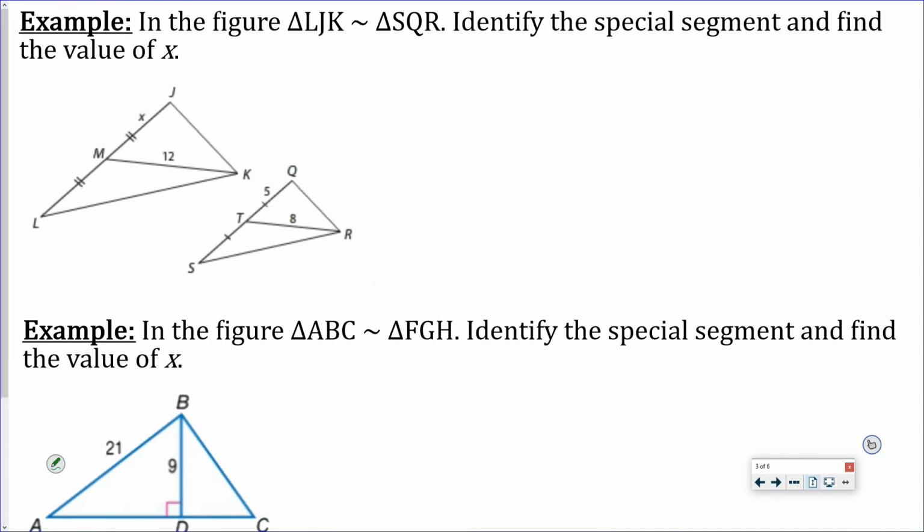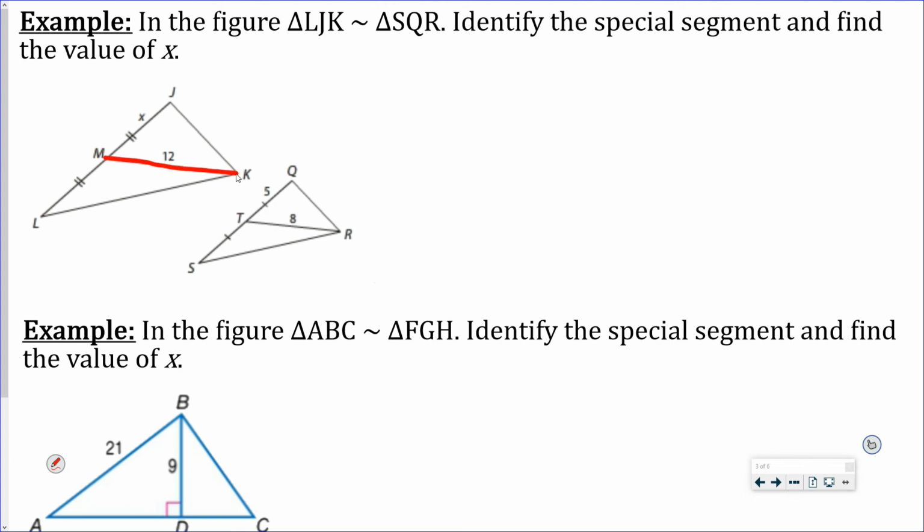All right, in this figure, they're telling me that I have two similar triangles here. Triangle LJK is similar to, remember that's what the symbol means, is similar to triangle SQR. Identify the special segment and find the value of x. All right, so they're talking special segment. So here's my triangles.